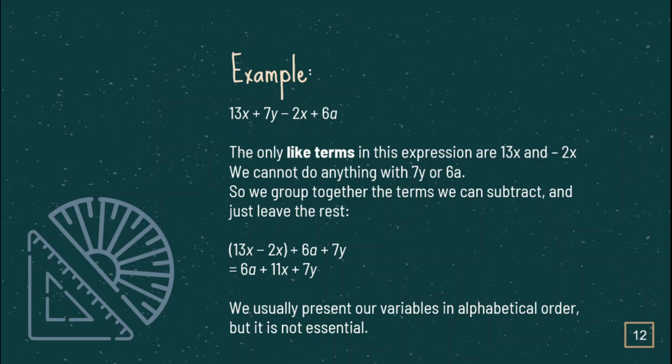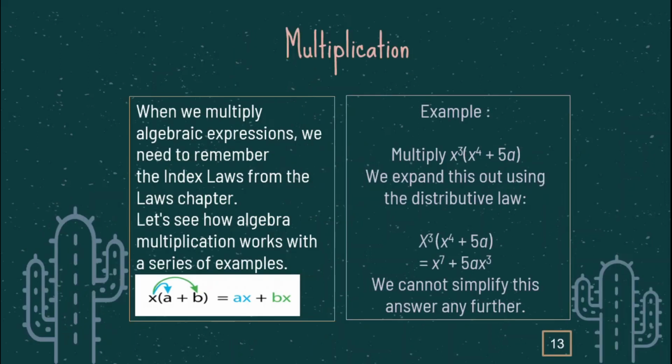The second is multiplication. When we multiply algebraic expressions, we need to remember the index laws from the laws chapter. Let's see how algebra multiplication works with a series of examples. This is the formula: x times (a plus b) equals a times x plus b times x.